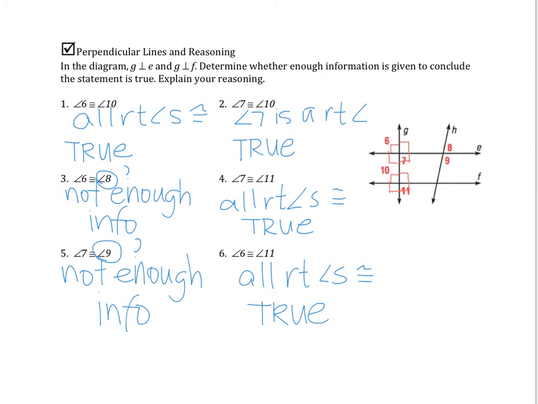Okay, hopefully you were able to agree with us. Angles 8 and 9, you didn't have enough info. You don't know if H is perpendicular to either E or F. There's no indication, so that would be not enough info for those two. Everything else, you have four right angles formed with G being perpendicular to E and G being perpendicular to F.